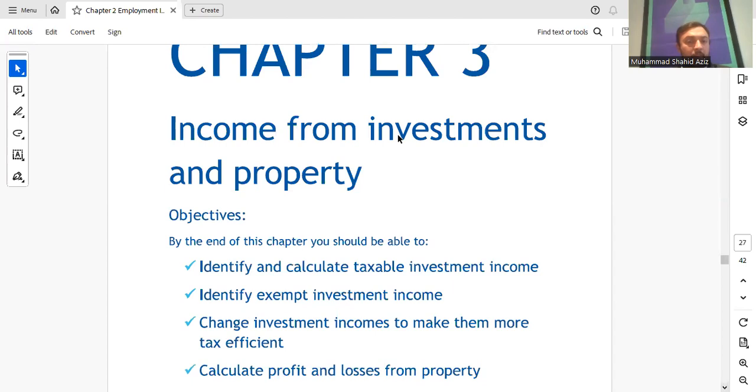So today we will cover: identify and calculate taxable investment income, identify exempt investment income, change investment income to make it more tax efficient, and calculate profit and loss from property. So let's start.